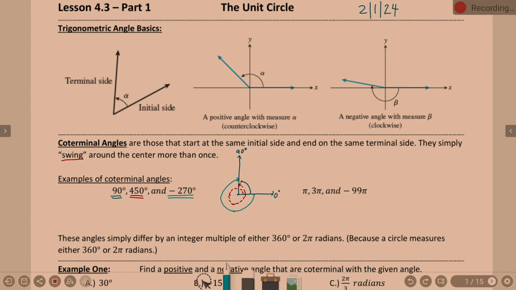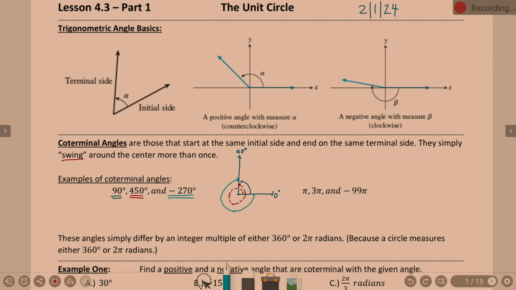Okay? So those are examples of coterminal angles. Now, they are all separated by a multiple of 360. 90 plus 360 is 450. 90 minus 360 is negative 270. Okay, so angles can go positive or negative, both ways. But all three of those numbers show this right angle here. Questions there?